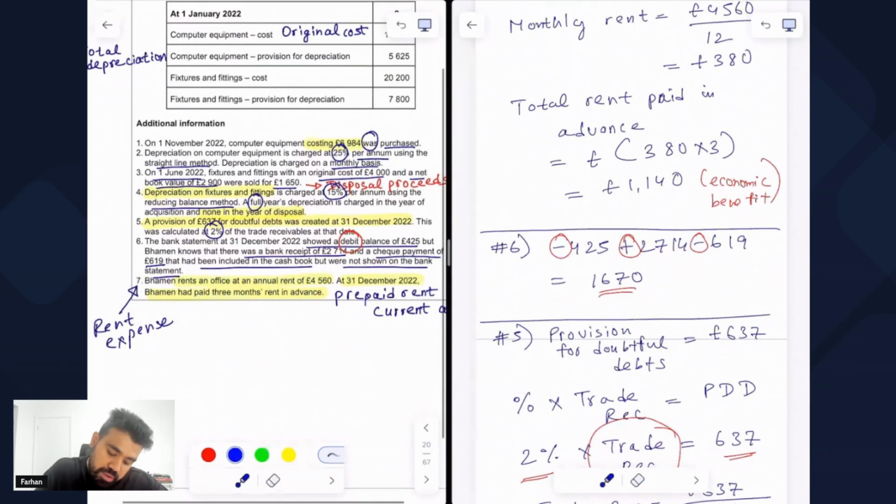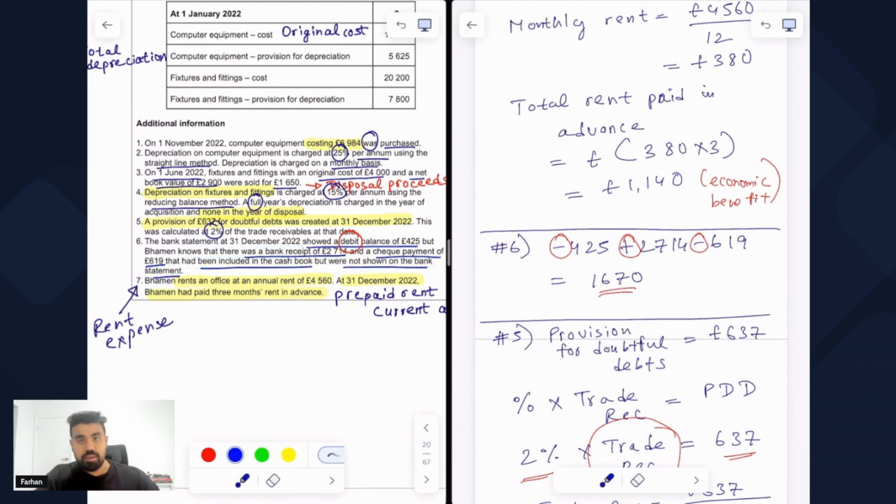So information number 6, the bank statement at 31 December 2022 showed a debit balance of £425, but Vaughn knows that there was a bank receipt of £2,714 and a check payment of £619 that had been included in the cash book but were not shown on the bank statement.